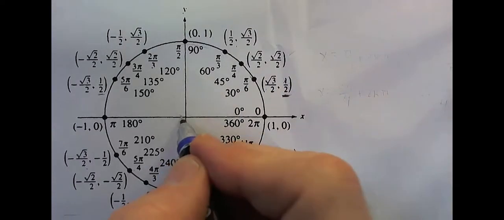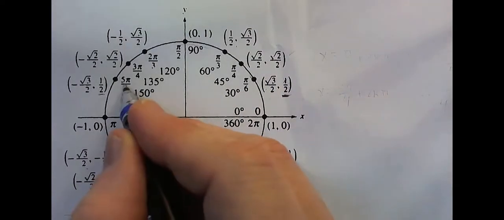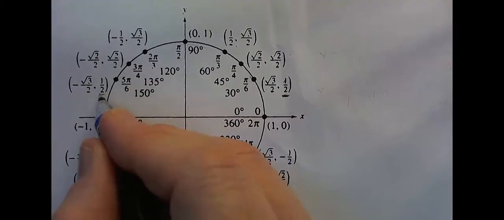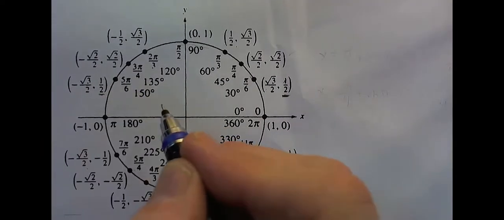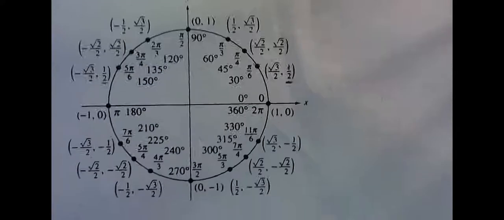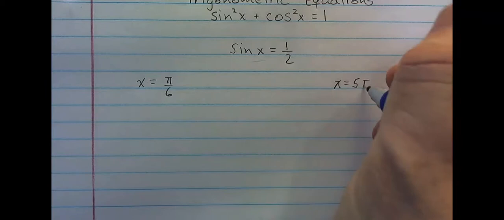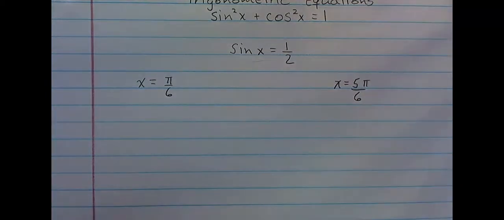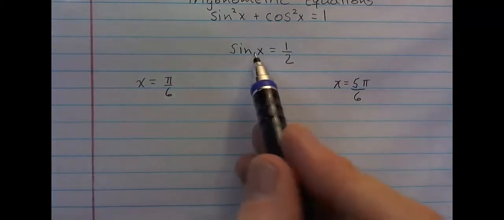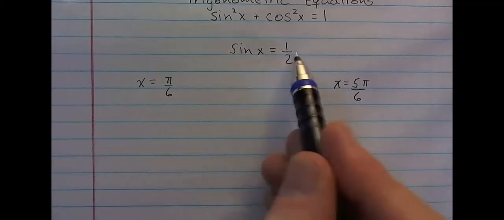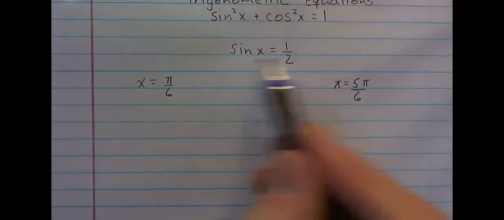And we also note that over here at 5 pi over 6, that's where we have a vertical component of 1/2. So we have a solution, pi over 6, and then there's another solution, 5 pi over 6. Sine of pi over 6 is 1/2, sine of 5 pi over 6 is 1/2. So we've solved this equation. But hold on a minute.